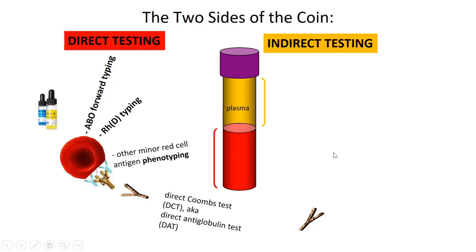Now, if we pipette up the yellow stuff, that's indirect testing. Our interrogation surface that reveals what it is that an antibody might be binding to are the reagent red cells whose antigen profiles are known to us. And so we can deduce patterns of reactivity and therefore specificity.